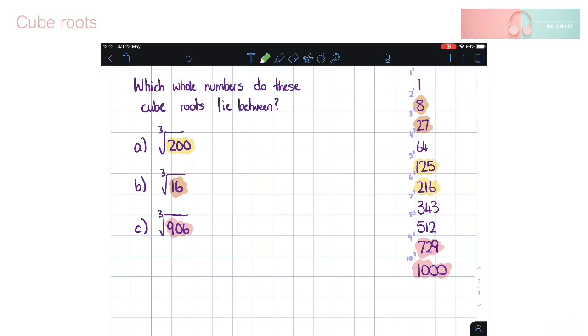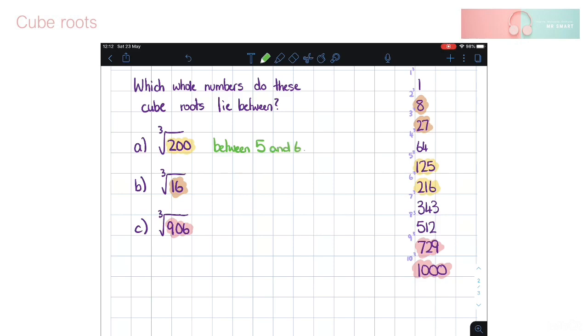Now I've highlighted in yellow 125 and 216. The number 200 will lie somewhere in between those two numbers. 5 cubed is 125, 6 cubed is 216. So the cube root of 200 must be between 5 and 6.